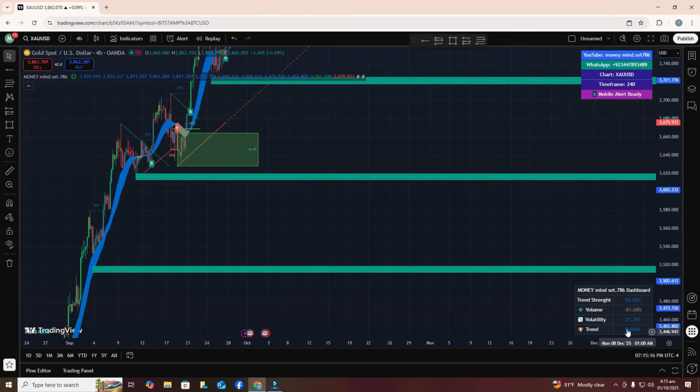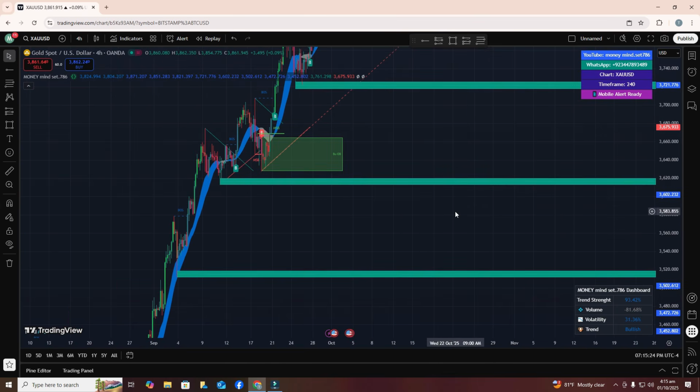Okay, and here you can see a dashboard below where you can see the market's trend, validity, volume, everything on the basis of which you can trade. Once you have learned this in the market, if you learn how to use this indicator, you will never lose in the market.